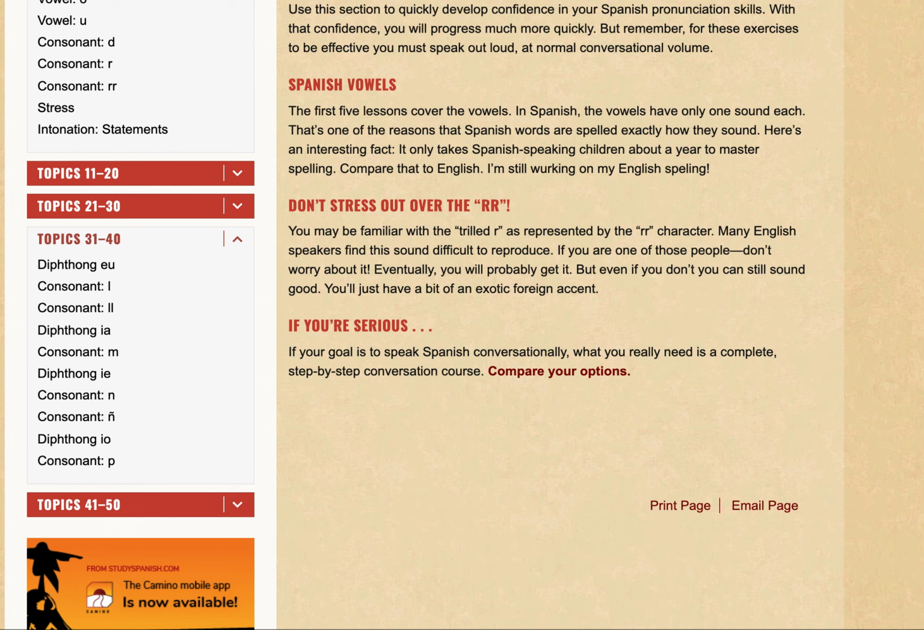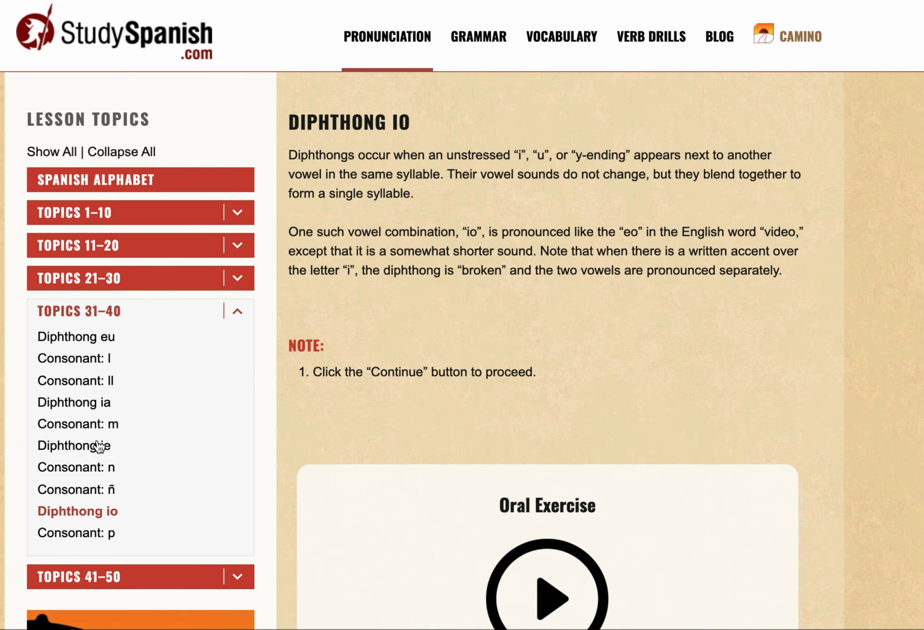All right, welcome back. So today we're going to talk about diphthong IO. Over the past few weeks, we have gone through different diphthongs, so by now we know what a diphthong is. So let's just go directly to the definition of this particular diphthong, IO.